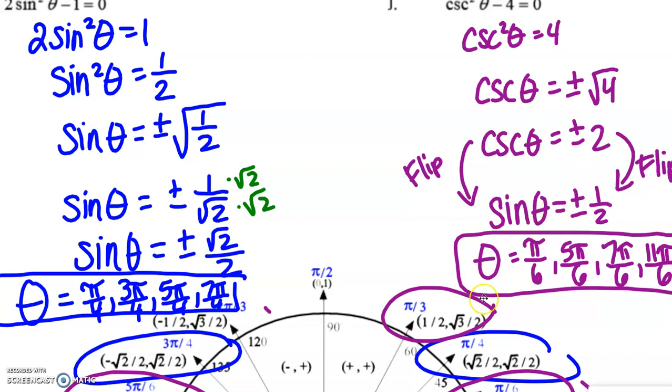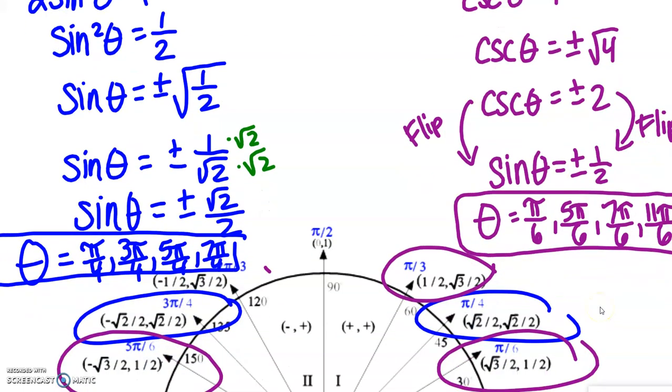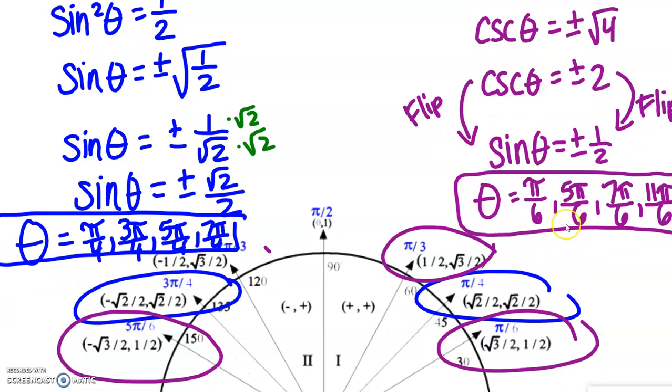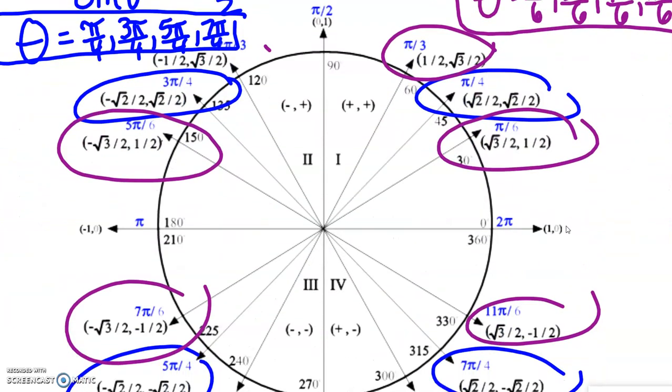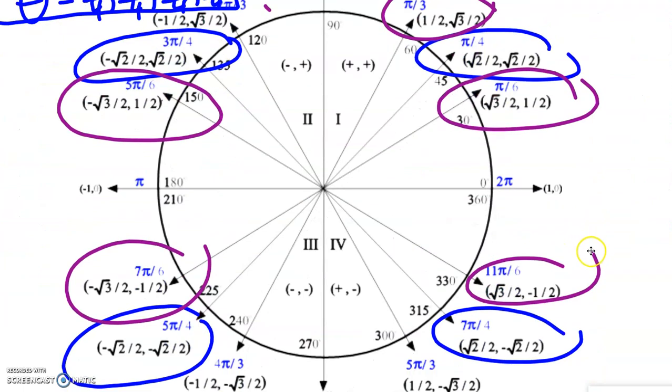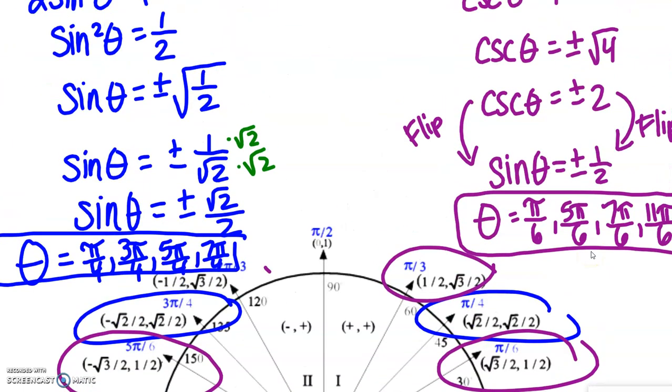So then if you go around and find when is sine a half, you see it's a half at pi over 6, 5 pi over 6, 7 pi over 6, and 11 pi over 6. So that one's understanding inverses and that cosecant and sine go together.